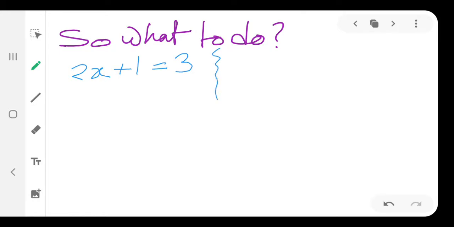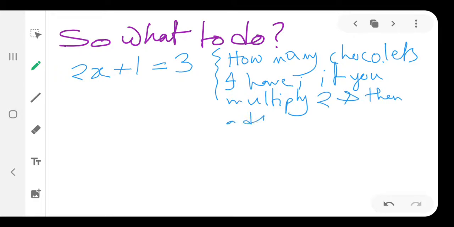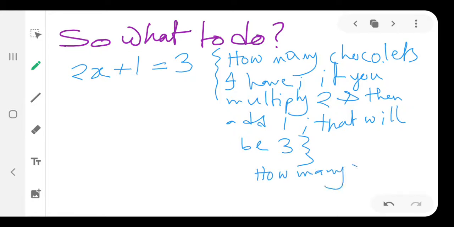So the question will be: how much or how many chocolates do I have, if you multiply by 2 and then add 1, that will be 3.